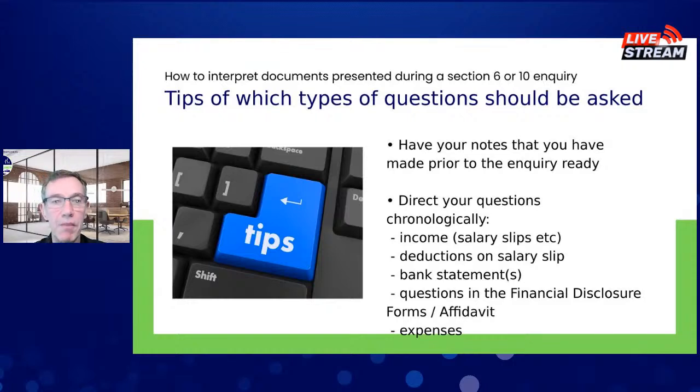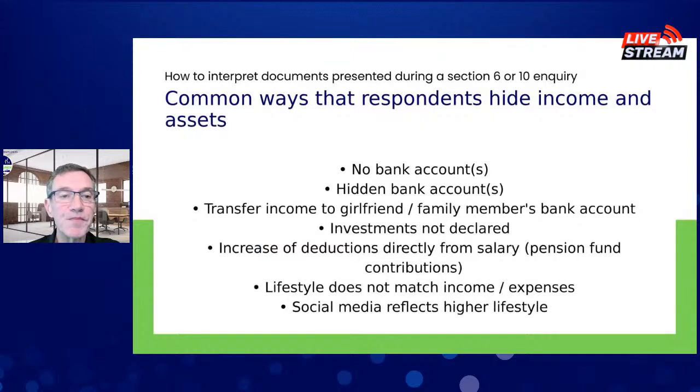Start off with the income. This is the income, all the questions. Then the deductions on the salary slip. What are the deductions? Why was it necessary? Then go through the banking statement, scrutinize all the banking statements, and then lastly, go through all the questions in the financial disclosure affidavit, and then bring together everything, linking that up with what has been asked for and what has been said in the initial application, the J101 or the J107 form.